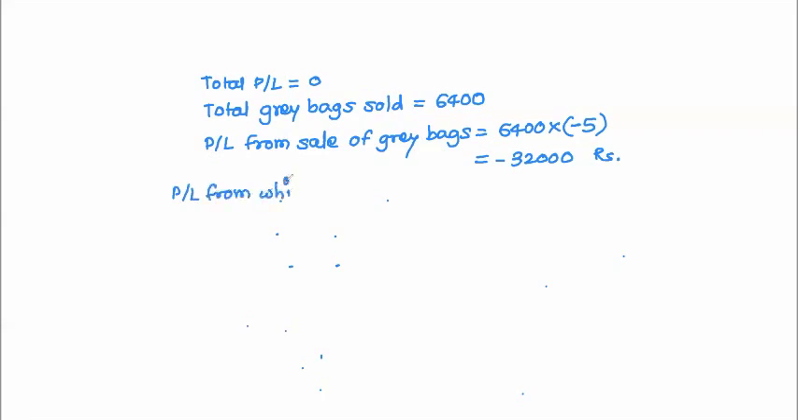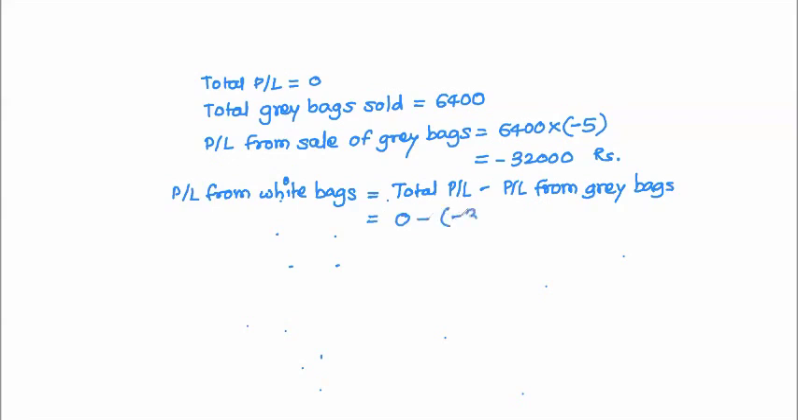So if they are making minus 32,000 as a loss from gray bags, then the profit or loss from white bags, what they should make, should be equal to total profit loss minus profit loss from gray bags. Because if the white bags and gray bags are giving us the total, then to find the profit loss from white bags, we have to subtract the profit or loss from gray bags from the total profit and loss. So what is the total profit and loss? It is 0. And what is the profit loss from the gray bags? It is minus 32,000.